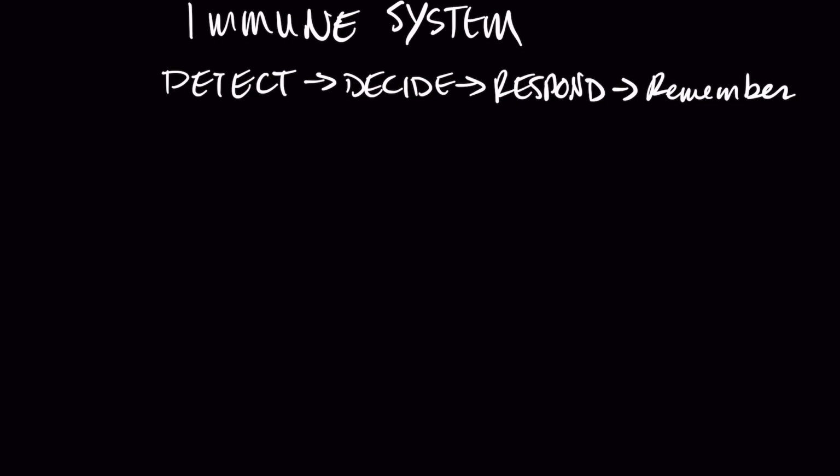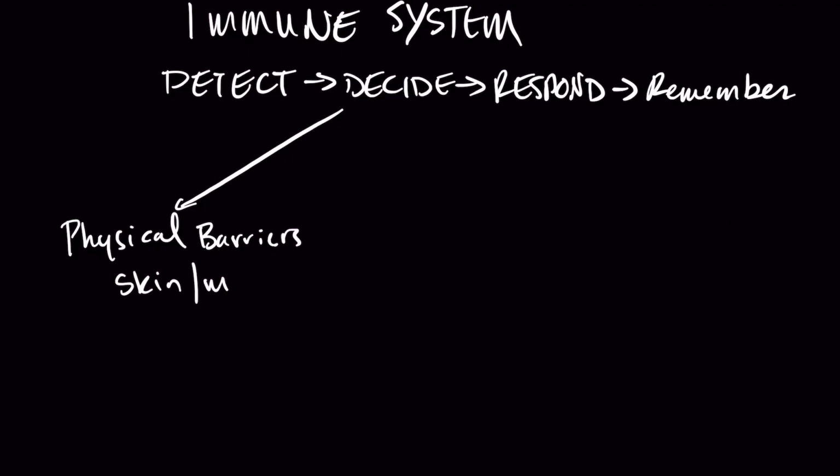So starting off with our physical barriers, we have skin and mucosa, right? And our skin and mucosa are the primary initial defense. So location matters more than people know. The same cells behave differently in tissue versus lymph node, and this is where a lot of confusion can start.